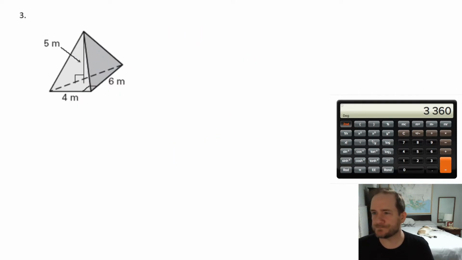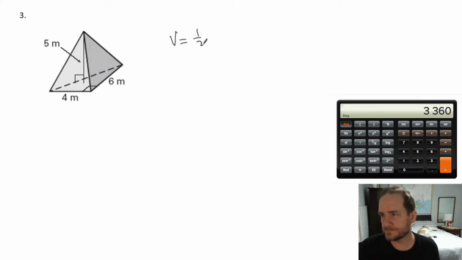Number 3. So, alright, a little different. We're going to go 1/3 times base times height. I don't know why I put that parenthesis. Get rid of that. Now we plug in. This time our base is this triangle. And the area of a triangle is 1/2 times base times height.